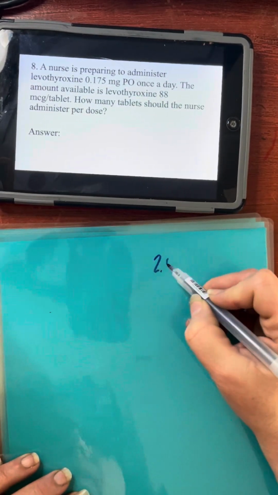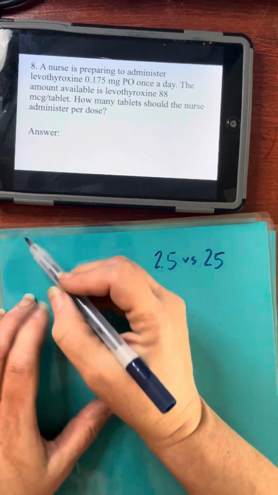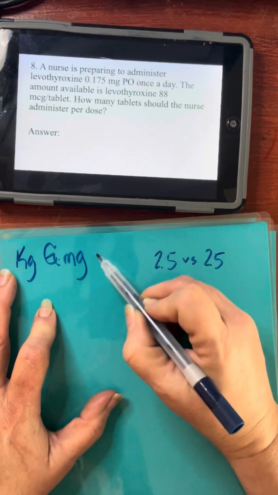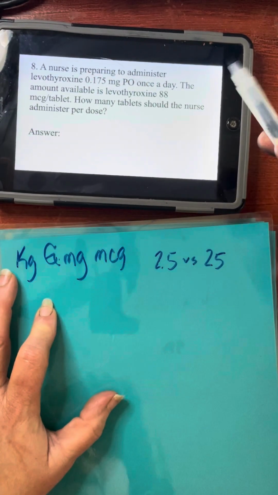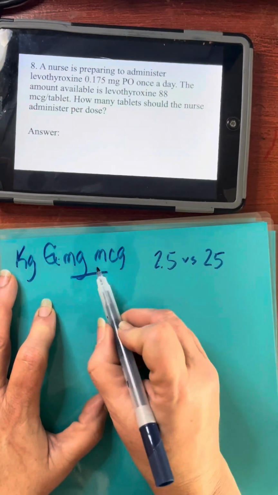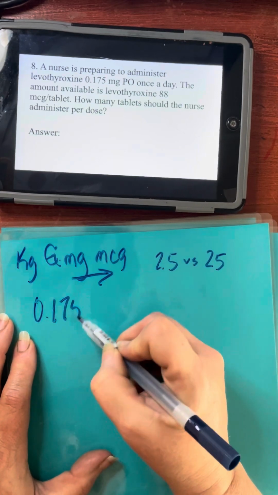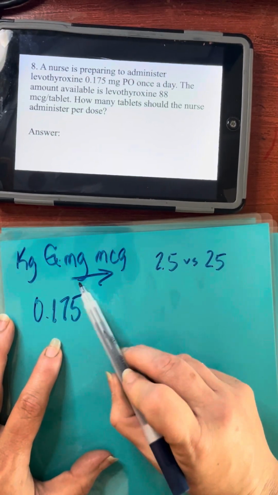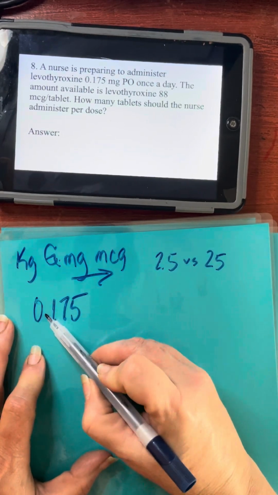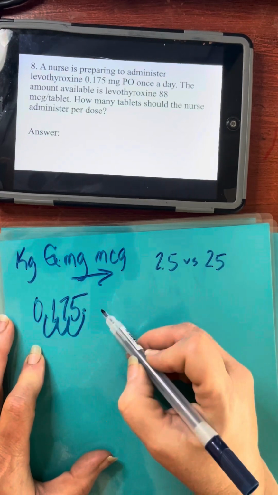I mean, 2.5 versus 25, that's a heck of a difference. So remember, you've got kilograms, grams, milligrams, and micrograms. If we're going to change milligrams to micrograms, we're going that way, and it's 0.175. So we're moving the decimal to the right, and we have to move it 3 places. So I'm going to grab it and go 1, 2, 3, and put the decimal right there.